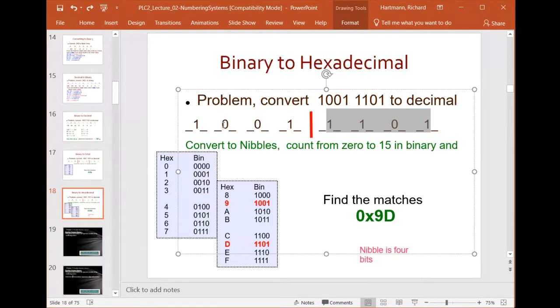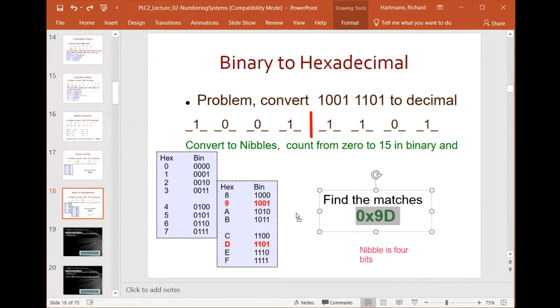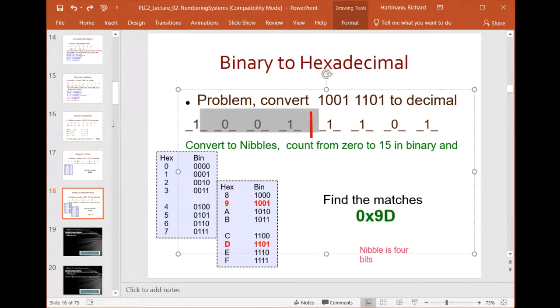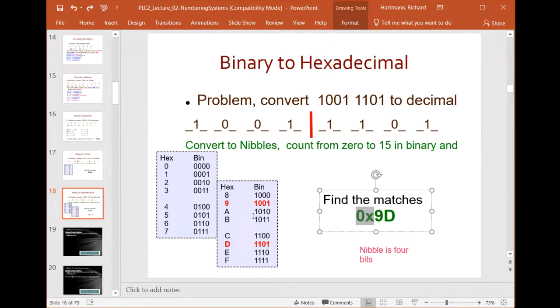So you take 4 of them starting from the right, and you find that 1101. Okay, where's 1101? That's a D. That's the letter D. And then look at the next one, 1001. That's the number 9. And again, either a 0x or a capital H at the end of it is often used to indicate that it's a hexadecimal value.